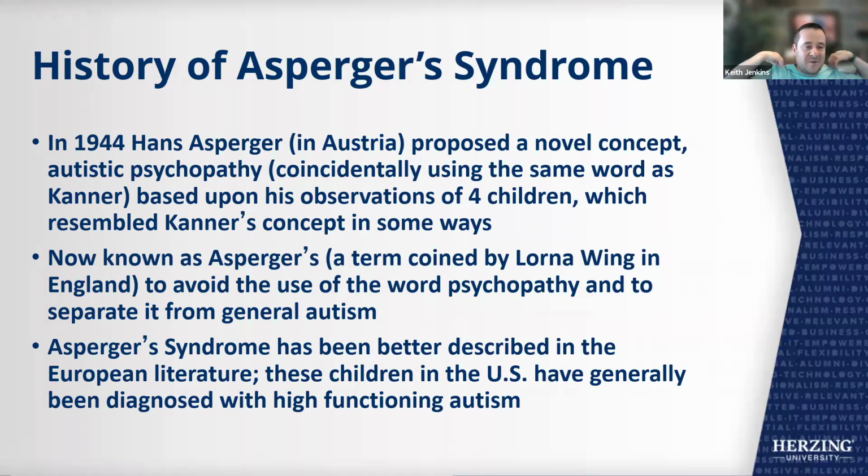We'll also talk about Asperger's a little bit. Asperger's is also a form of autism spectrum disorder, and it is basically understood to be someone with a higher functional capacity of autism versus just your classic autism. The title of Asperger's was actually created by a woman named Lorna Wing to separate it from general autism and to avoid referring to them as psychopaths, which we know today that they are not. So she made a good choice there.